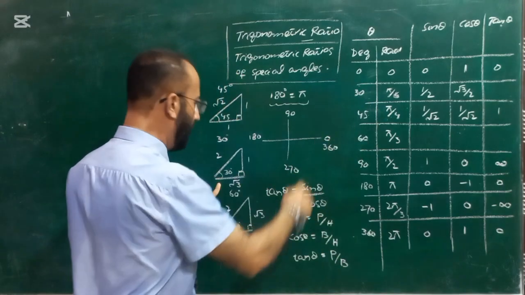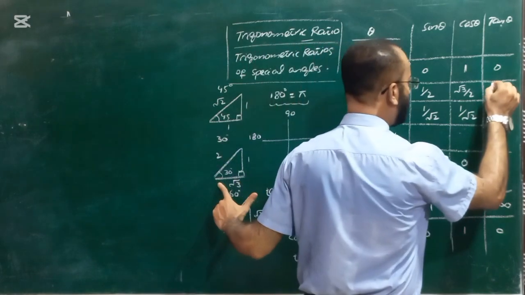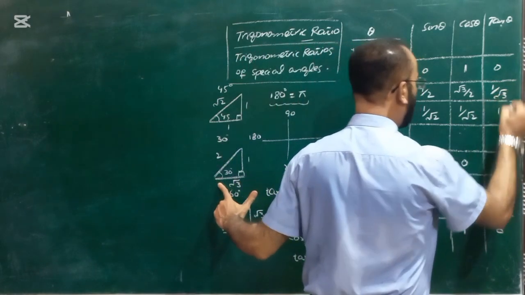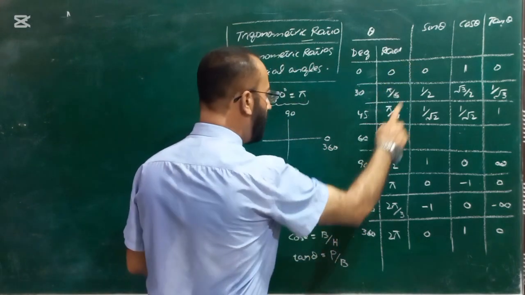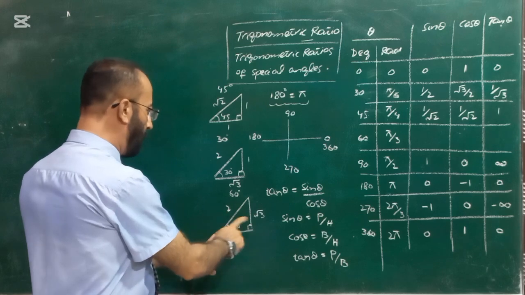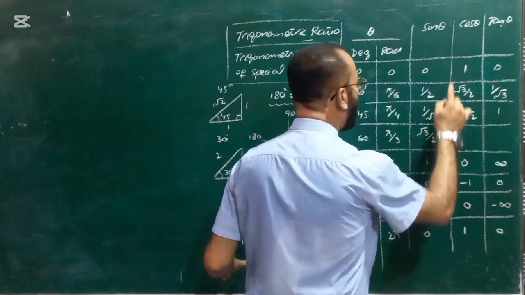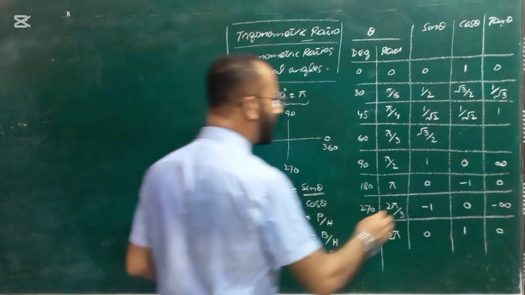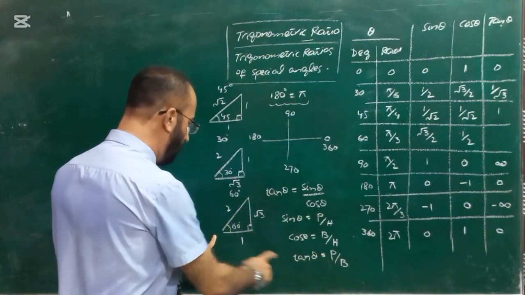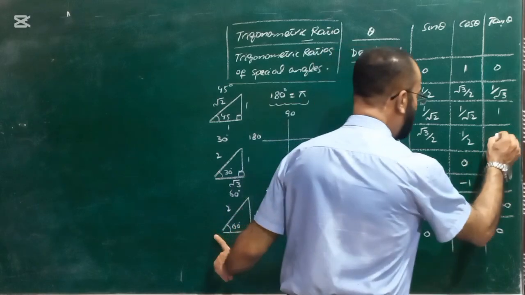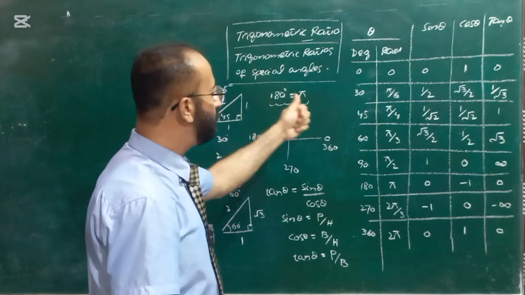And tan 30 is perpendicular over base, so 1 by square root 3. So the last thing is now 60 degree. Here is the 60 degree triangle. So sine 60, perpendicular over hypotenuse, so square root 3 over 2. Cos 60, base over hypotenuse, that is 1 by 2. And tan 60, that is perpendicular over base, so square root 3 over 1, that is equal to square root 3. So these are the trigonometrical ratios of special angles.